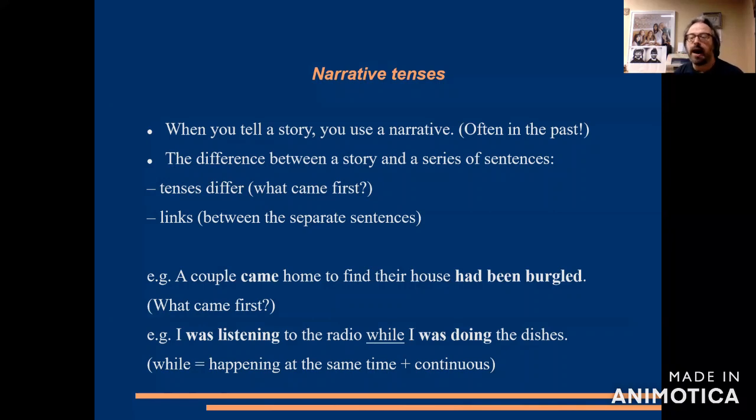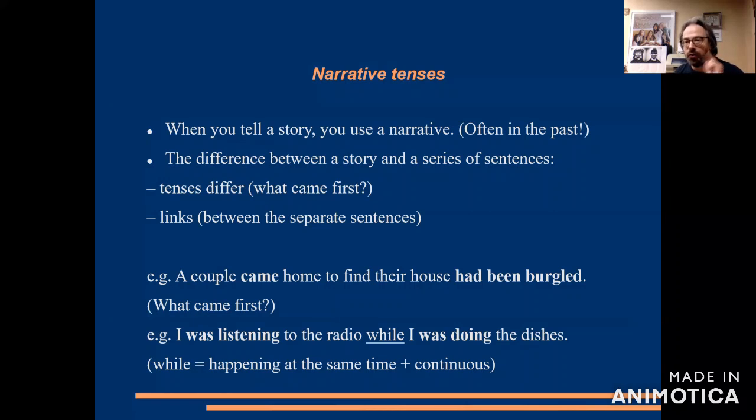Number two, I was listening to the radio. So this is sort of the same thing. You don't say, well, I like to hear some music. You turn on the radio and then you say, well, that was nice, and turn it off immediately. If you listen to the radio, you're there for a longer period. So was listening and was doing. Twice we use the continuous.